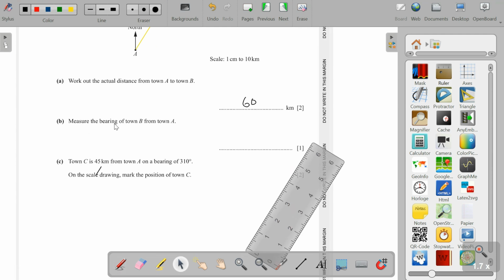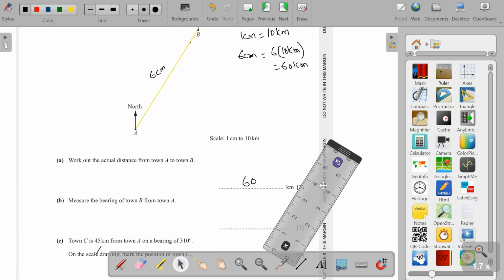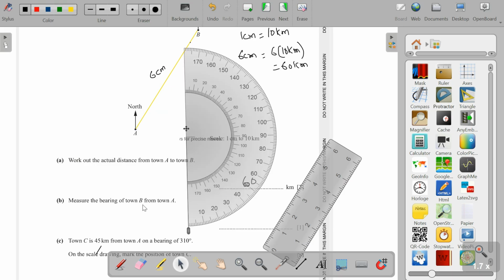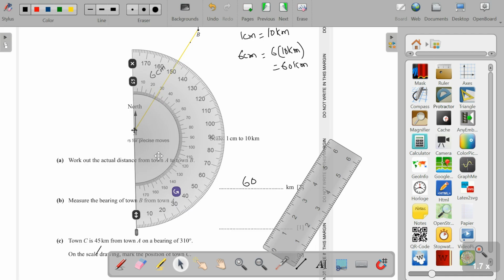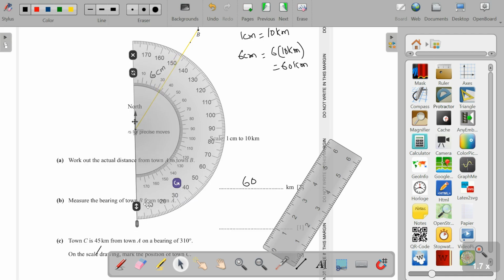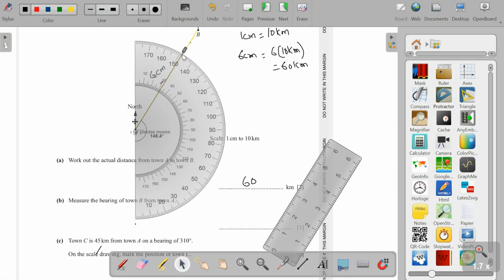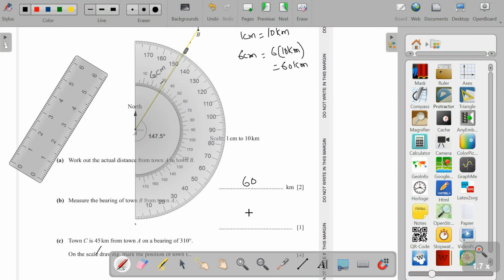Now part B, measure the bearing of town B from town A. We need to calculate the bearing of B from town A. So we need the protractor. The protractor will be kept on A. Secondly, it should be calculated clockwise. One thing you should know is that the bearing should be measured clockwise. You can see that this one is 30. You have to see the inner scale. So this one is 30, 31, 32, almost 32. So we can say that the bearing should be written in 3 digits. So it will be 0, 3, 2.